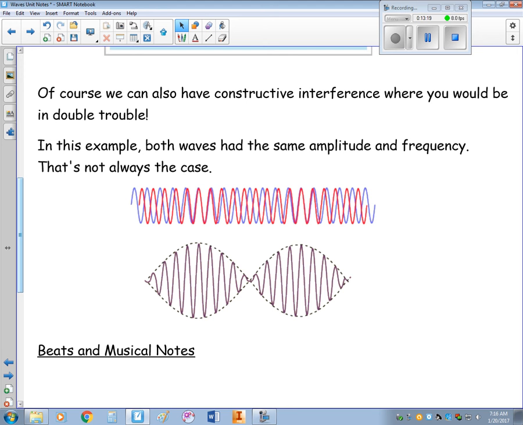Sometimes the two waves might have the same amplitude but different frequencies. Notice that's what I have right here. I have two waves that have the same amplitude. However, you'll notice that they're slightly out of sync. One has a different frequency than the other. When that happens, occasionally they overlap and we have constructive interference. Other times, when they overlap, we get destructive interference, like right here.